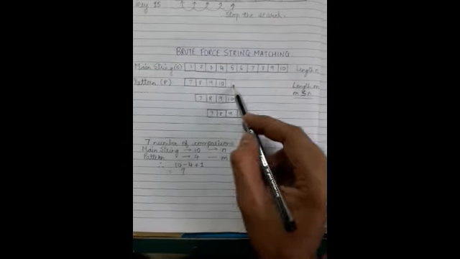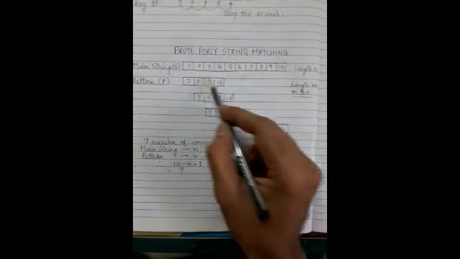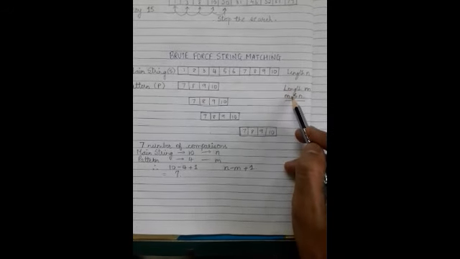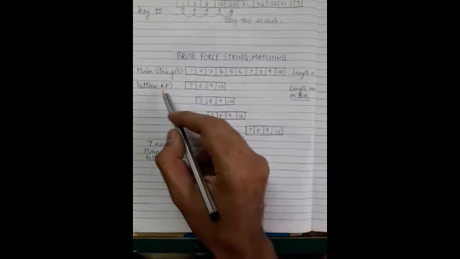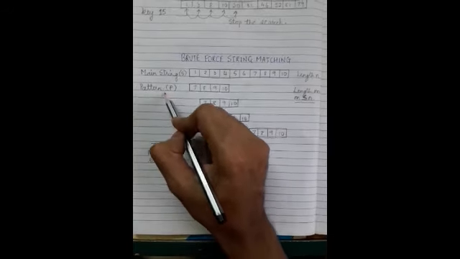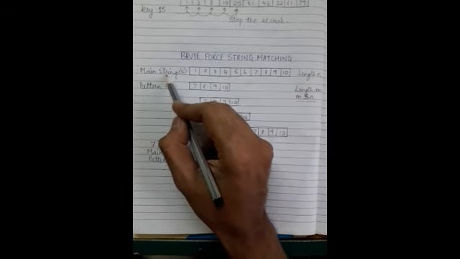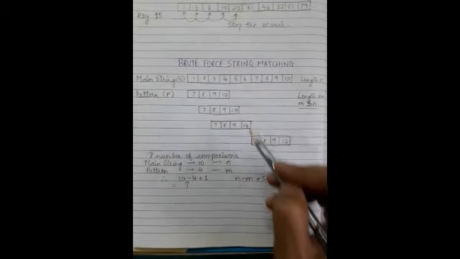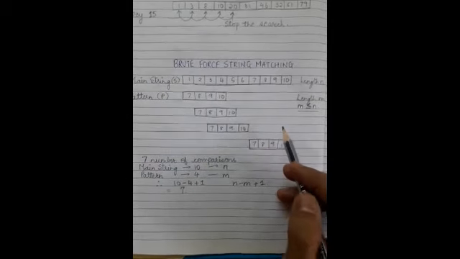If the pattern is greater than the main string, then obviously you cannot have pattern matching. It is clear and straightforward that the two strings don't match. So the length of the pattern should be less than or equal to the main string n. Okay, so keeping this in mind, let's see how this brute force string matching works.